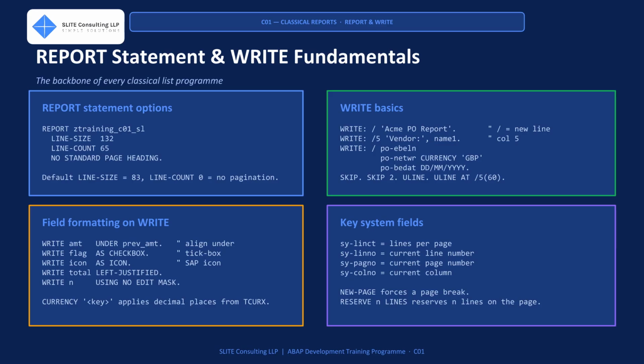SKIP outputs a blank line. SKIP 2 outputs 2. ULINE draws a horizontal line across the full line width, or ULINE AT /5(60) draws 60 characters starting at column 5. Four system fields are essential in list output: SY-LINSZ for line size, SY-LINCT for lines per page, SY-LILLI for the current line number, SY-PAGNO for the current page, and SY-COLNO for the current column.